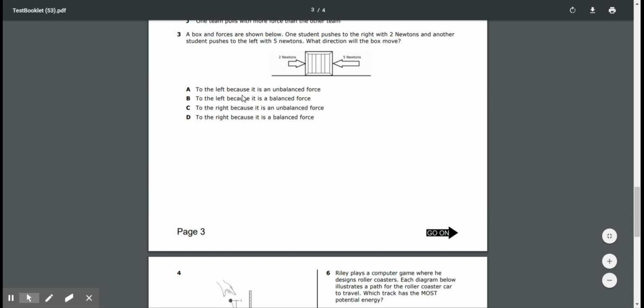A. To the left because it is an unbalanced force. B. To the left because it's a balanced force. C. To the right because it's an unbalanced force. Or D. To the right because it's a balanced force.